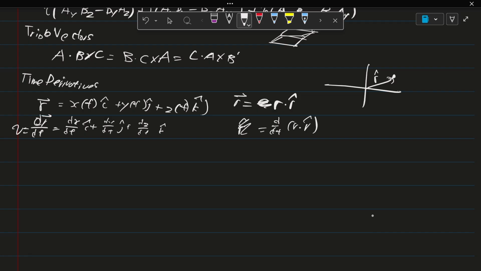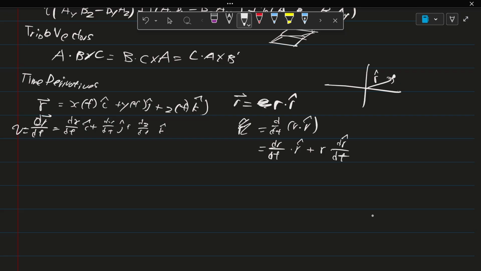Now here's the thing. Something that is fortunate about dot products and cross products is that they also follow the product rule of the derivatives. So if we try to think of this straight away, what you would get from the product rule is dr over dt times the r hat plus the r times the d r hat over dt.